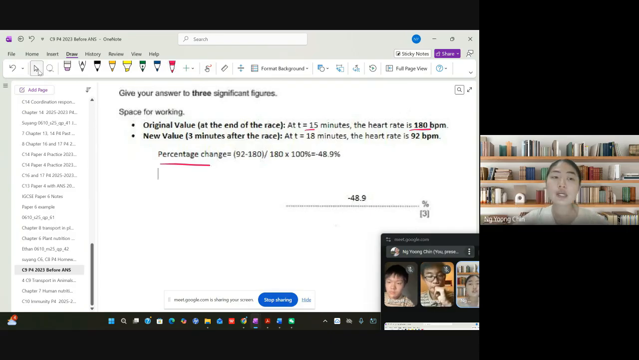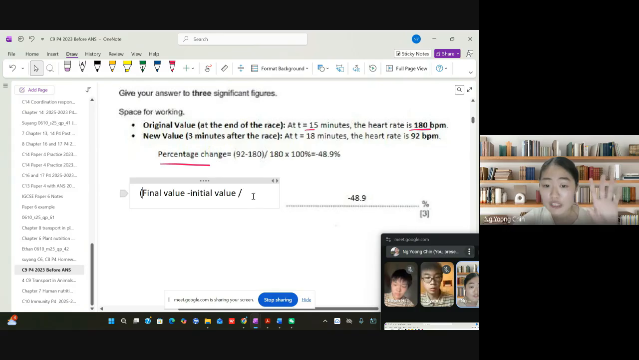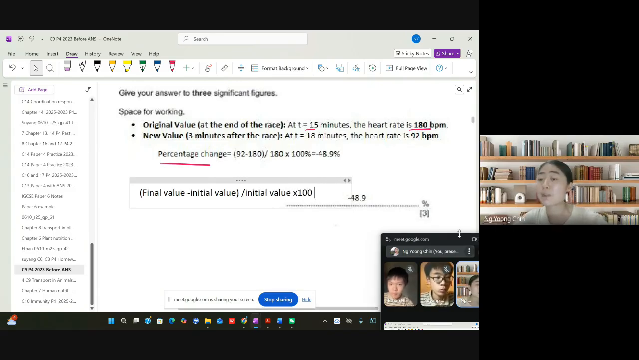And also, this kind of question likes to come out in the exam. How to calculate the percentage change? Final value minus the initial value, and you get a number. And then you divide by the initial value. And then you times 100, because it's in percentage. And then you get the answer.